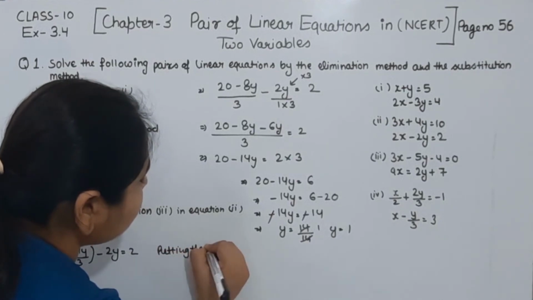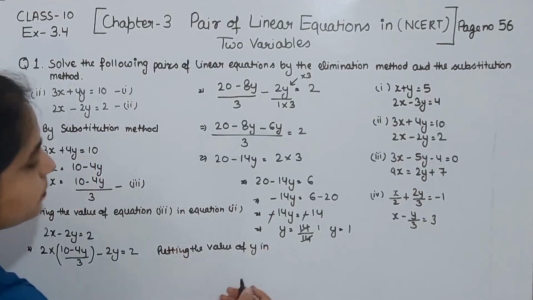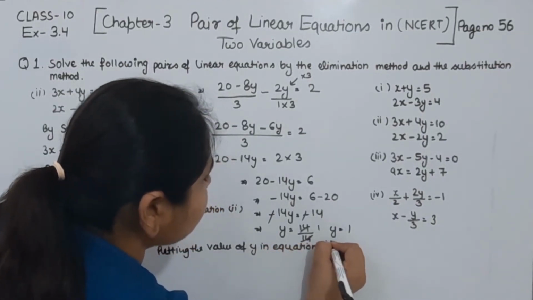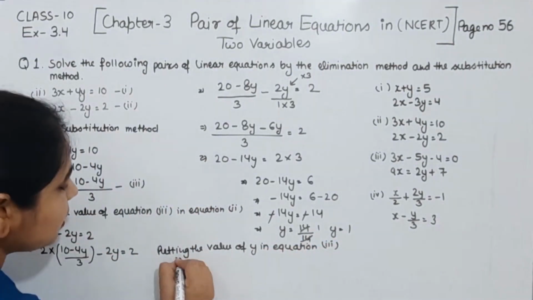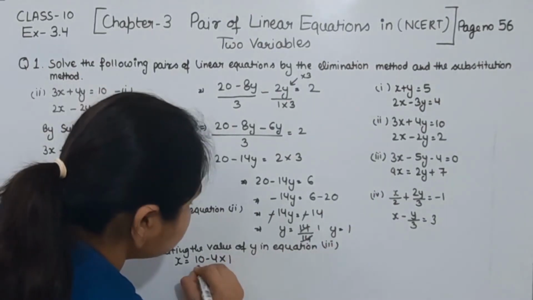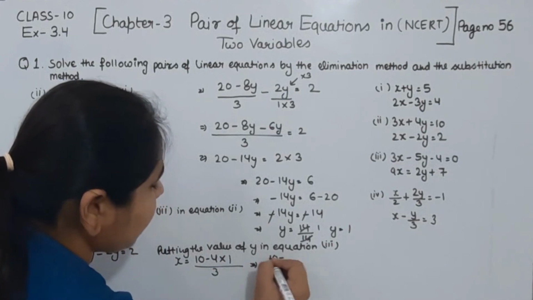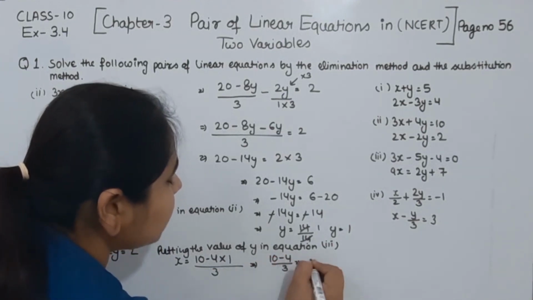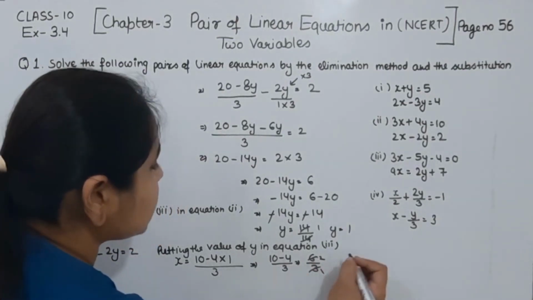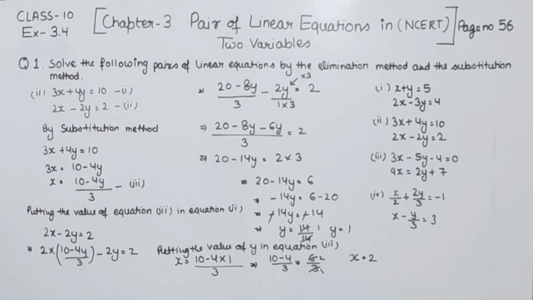putting the value of y in equation 3. And in equation number 3 we are having x is equal to 10 minus 4 multiplied by y, which is 1, and denominator we are having is 3. Now we are having 10 minus 4 by 3. 10 minus 4 we are having 6. 3 ones are 3, 3 twos are 6. The value of x we are having as equal to 2 and the value of y we are having as equal to 1.